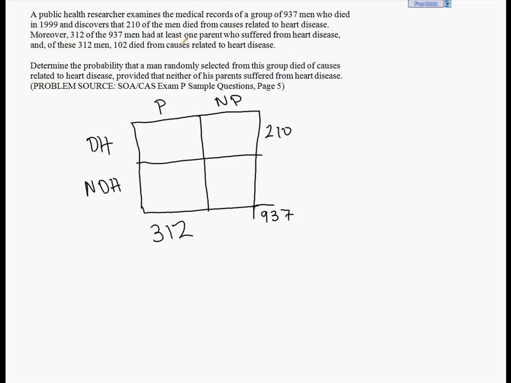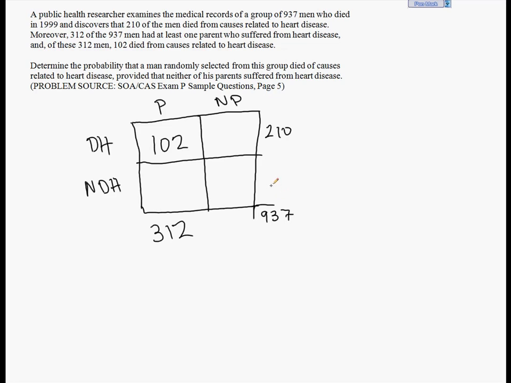Moreover, 312 of the 937 men had at least one parent who suffered from heart disease, and of these 312 men, so we're still talking about these, 102 died from causes related to heart disease. So of the people whose parents suffered from heart disease, 102 of them themselves died from that. So we have plenty of information here to be able to calculate all of the cells now and fill in all of the blanks.